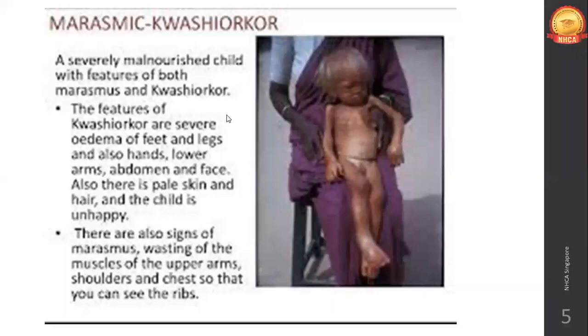So these features of kwashiorkor are severe edema of the feet, legs, and also hands, lower abdomen, lower arms, face, and also some pale skin and hair changes. That is kwashiorkor. In marasmus, you will not see much change in the hair. There are also signs of marasmus: wasting of the upper arms, shoulders, and chest. You can see the ribs as well. So this is what marasmic kwashiorkor looks like. So basically, we have three main types of severe acute malnutrition: marasmus, kwashiorkor, and marasmic kwashiorkor.